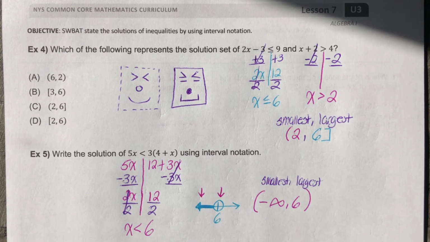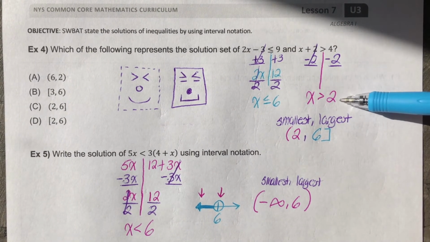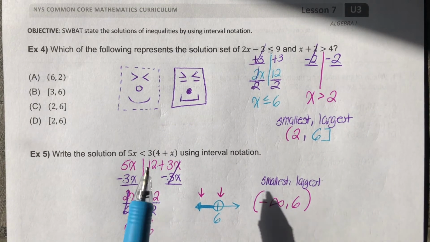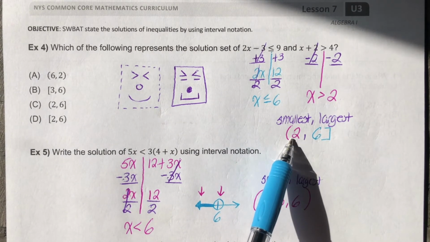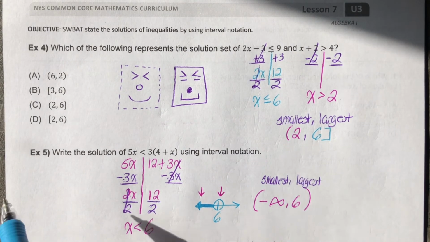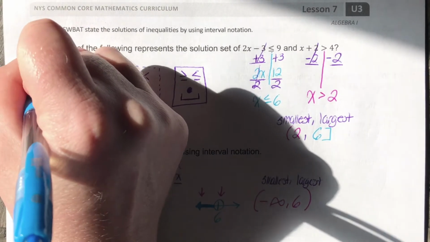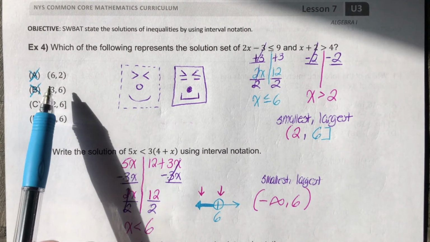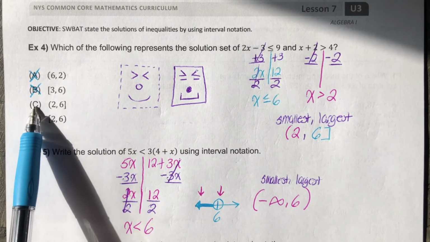All right, here we go. Number 4, it says, which of the following represents the solution set of those two inequalities? So I solved both of them to get those inequality answers. And then I remembered if I want to write them in interval notation, my smallest number goes first, my larger number goes second. All right, so 2 and 6. Right away, I know that B can't be the answer because I didn't get 3. And I know A can't be the answer because that's writing it backwards, 6 and then 2. It's 2 and then 6. So I know it's C or D.